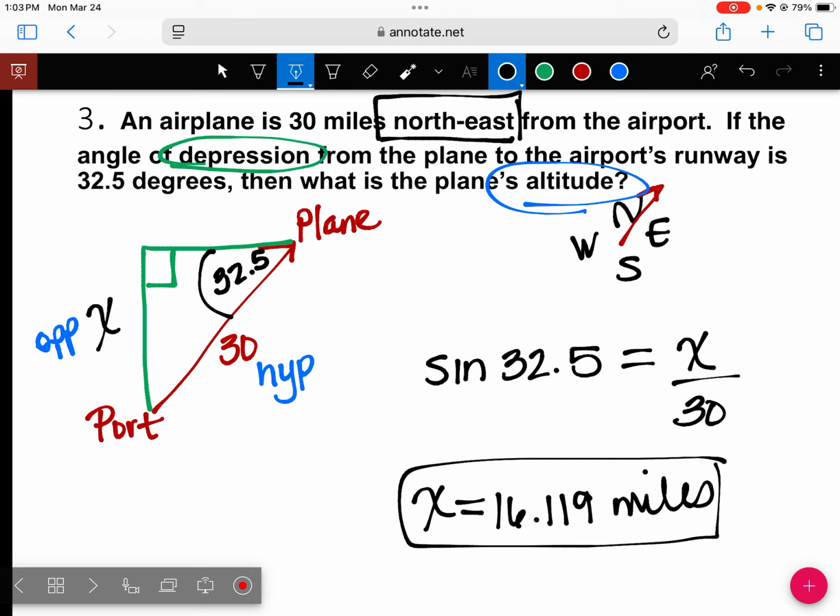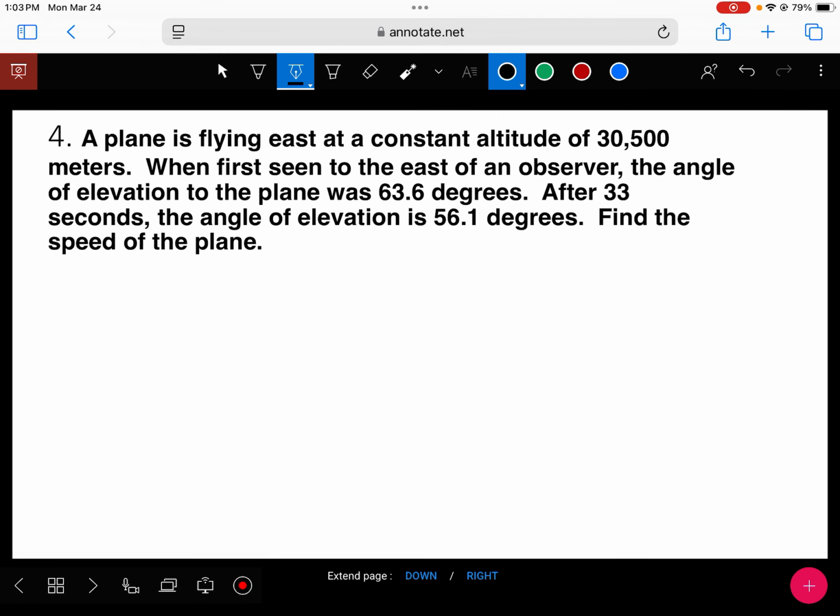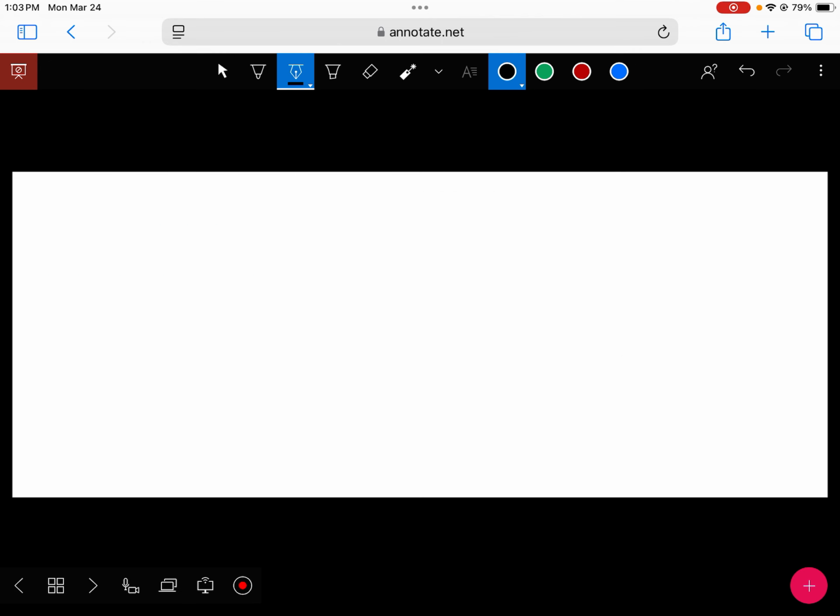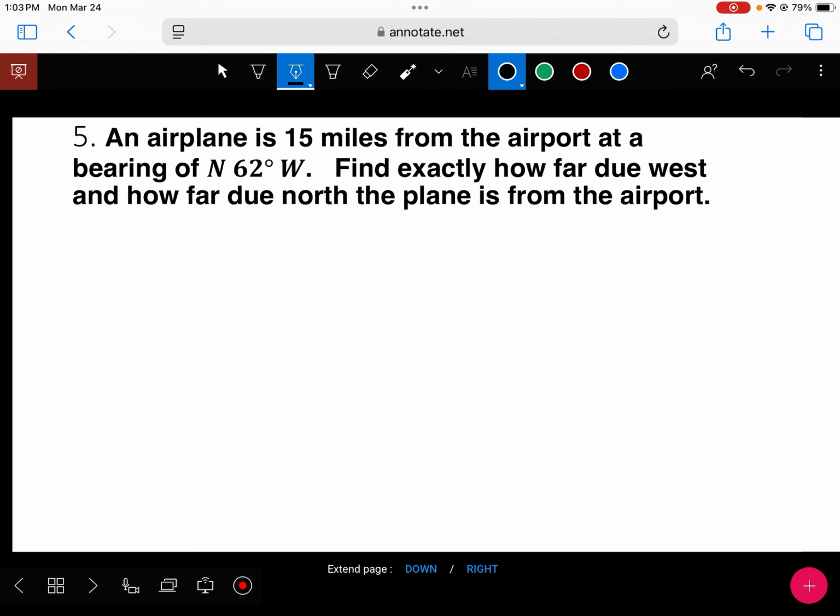So we're going to skip over 4. We might come back to it later, but let's look at number 5. So it says we have an airplane, and that airplane is 15 miles. I'm sorry, let me read it. An airplane is 15 miles from the airport at a bearing of north 62 west.